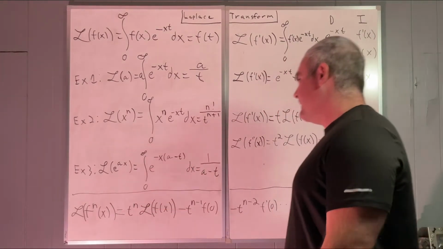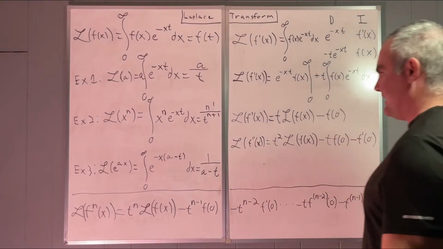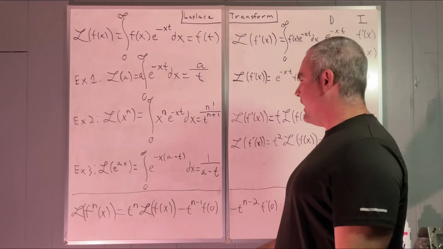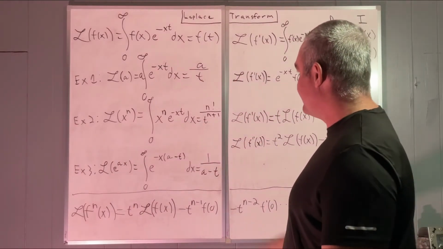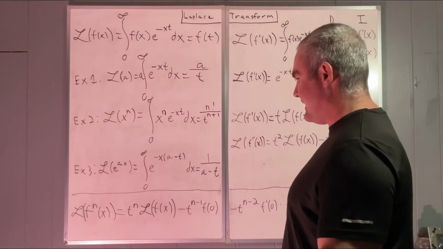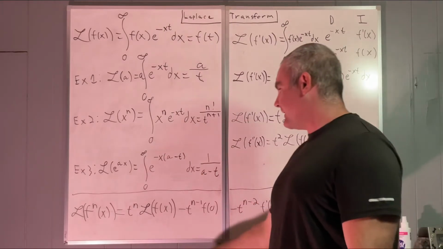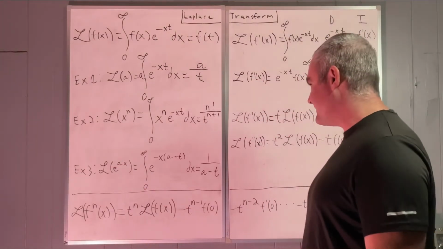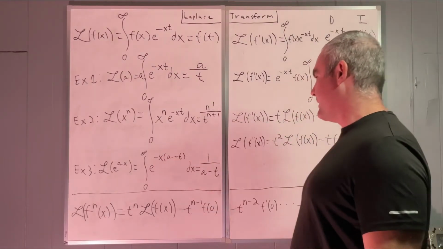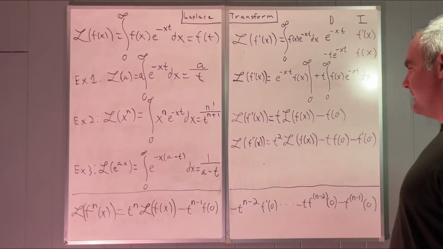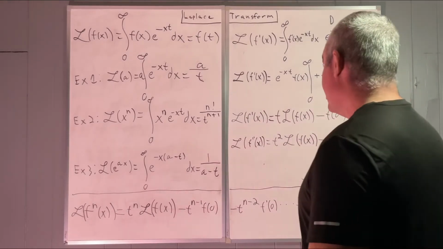Example number 3, the Laplace transform of e to some constant times x. The Laplace transform of e to the ax is equal to, let's see, our function of x would be e to the ax times e to the negative xt. Using the properties of exponents, factoring out the negative x, you'll get that the Laplace transform of e to the ax is equal to the integral from 0 to infinity of e to the negative x times quantity a minus t dx. You can all evaluate that yourselves. That will be 1 over a minus t.